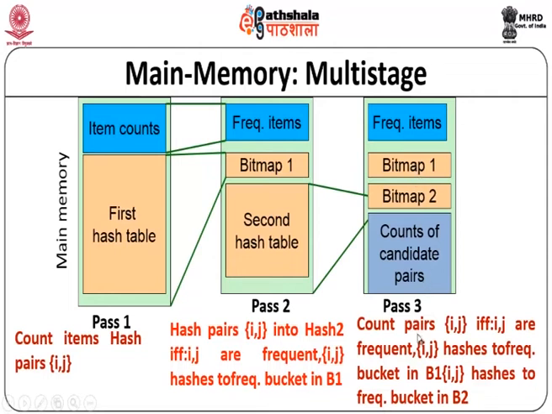During pass 3, the pair i, j will be counted if and only if i and j both are frequent, i and j hash to a frequent bucket in the binary vector b1, and then i, j hashes to another frequent bucket in the binary vector b2. So, for an item to be frequent, you have 3 levels or 3 passes, and during these 3 passes the false positives can be eliminated and only a restricted number of frequent item pairs are passed to the next iteration. Thereby the total time taken for generating the item pairs will be minimal, and an effective search of the item pairs can be done.